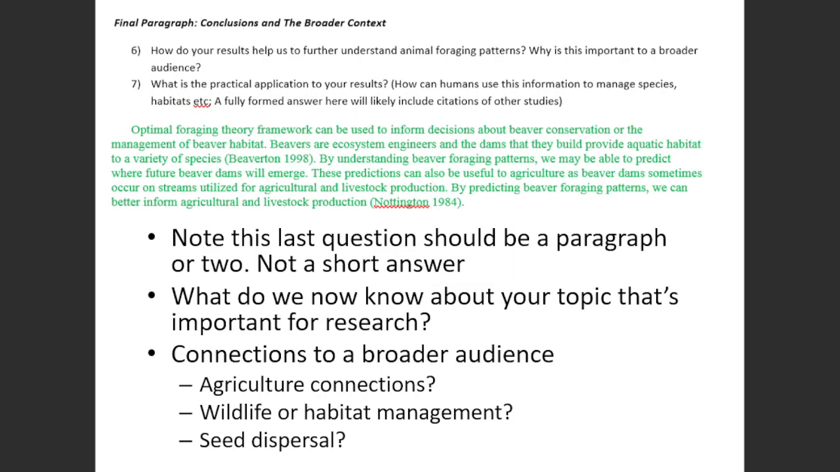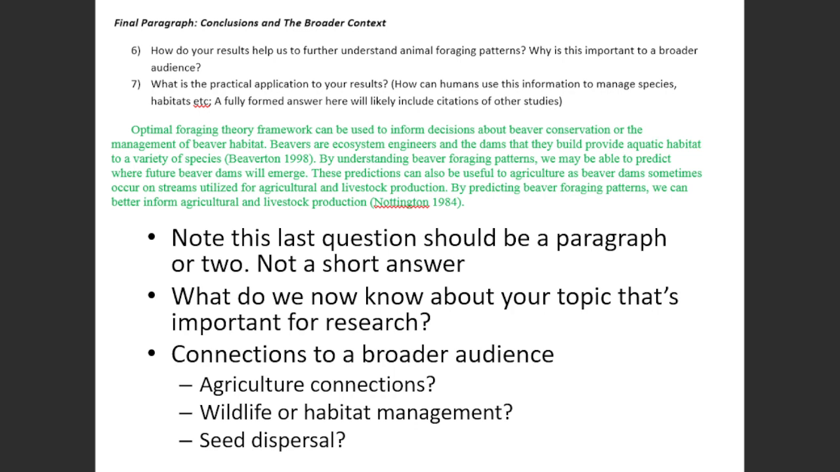So 6, how do your results help us further understand animal foraging patterns? Why is it important to a broader audience? And 7 is what is the practical applications of your research? So how can humans use the information to manage species, habitats, etc.? So note the last question should be a paragraph or two, not a short answer.